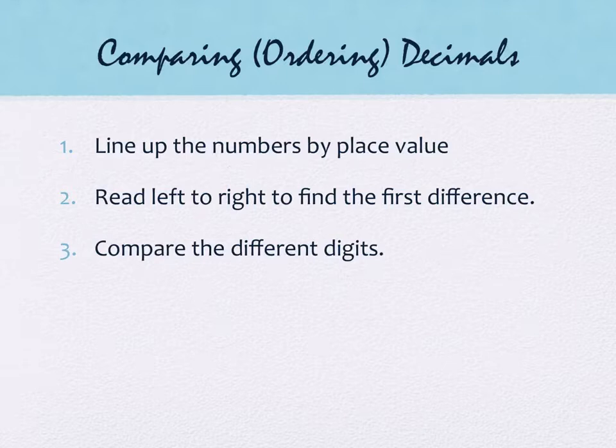So when we're looking at ordering and comparing decimals, we're going to line the numbers up by place value, which really means with the decimal point, right? The decimal points are our guideline. We read the numbers from left to right to find the first difference, the place where they are different, and then we compare the different digits.